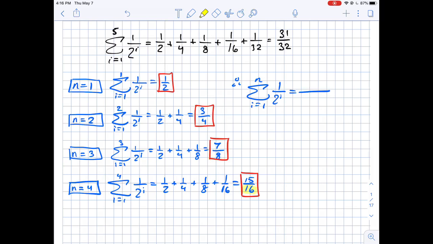So actually what we end up with for the nth term is 2 to the power of n. So here what we're going to have is 2 to the power of n as our denominator. So for example, if I add up the first 4 terms, my denominator will be 2 to the power of 4. It's going to be 16.